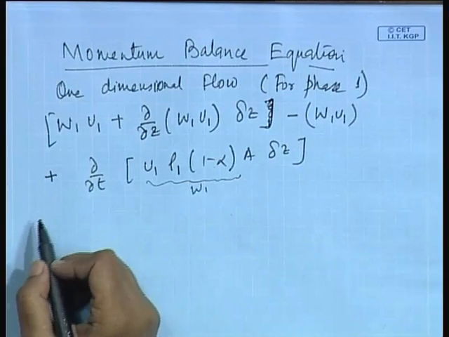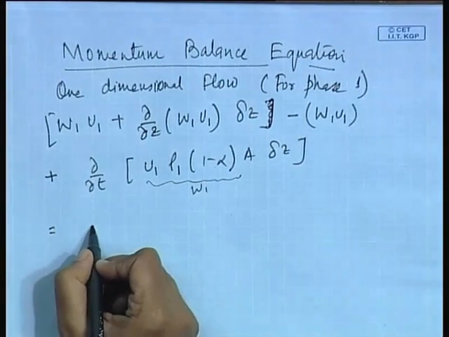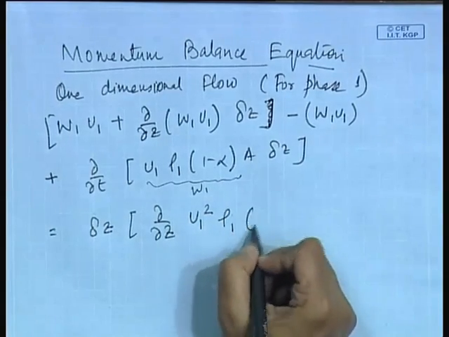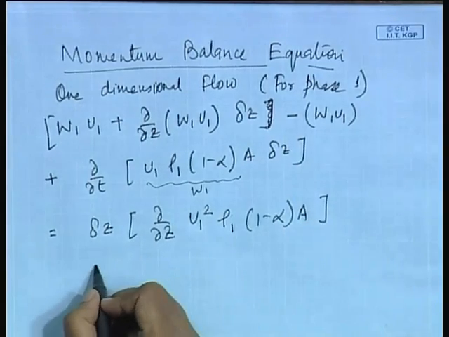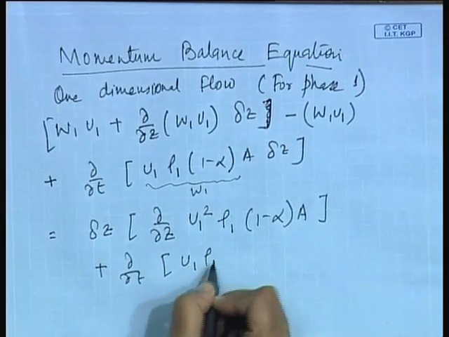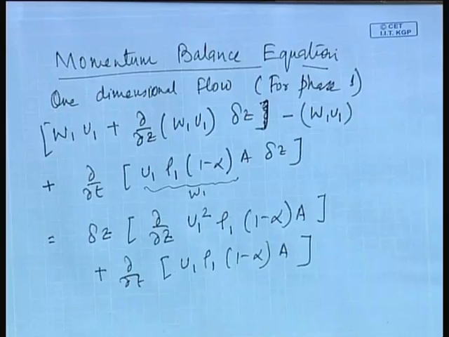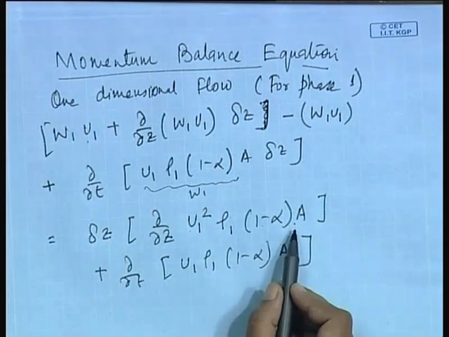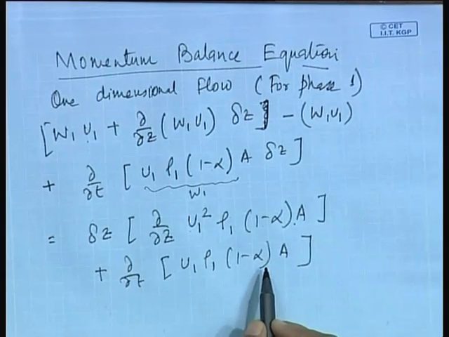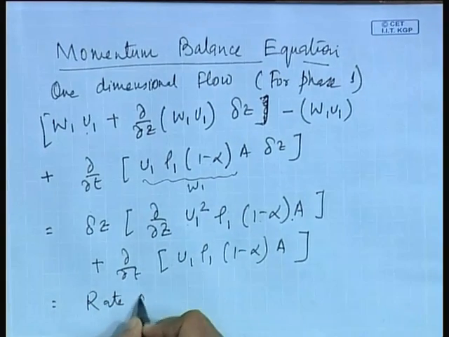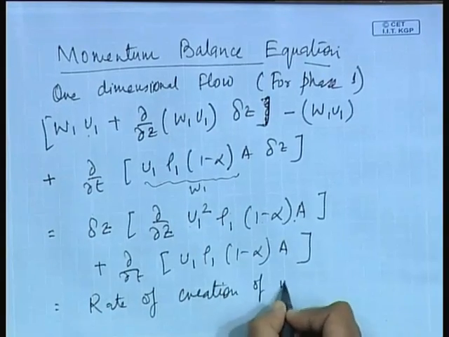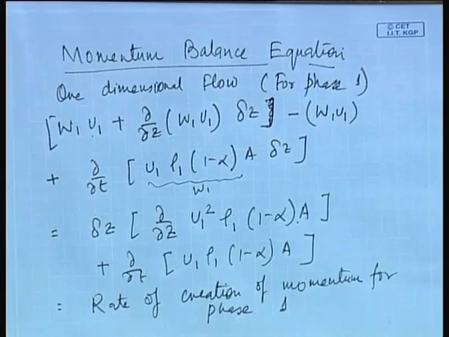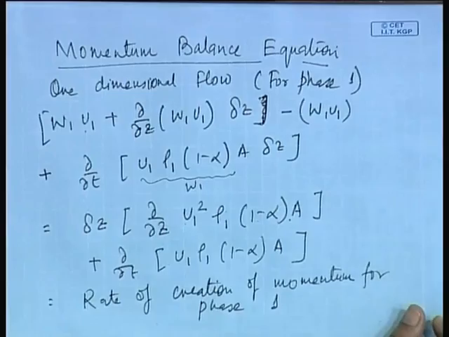Fine. In other words, this is equal to delta z into, just tell me if I make some mistakes, U1 square rho 1 (1 minus alpha) into A plus ∂/∂t of U1 rho 1 (1 minus alpha) into A. Correct? How did we get this? W1 equals U1 rho 1 (1 minus alpha) into A into U1. So we have got this part. Is this portion clear to you? So this is the rate of creation of momentum for phase 1. Agreed?